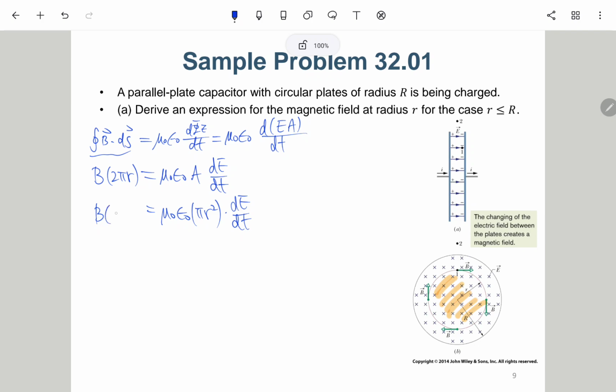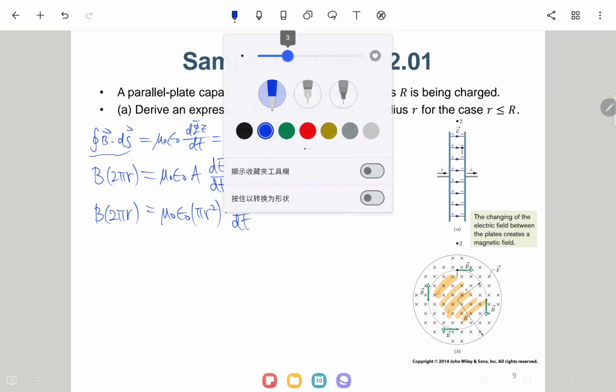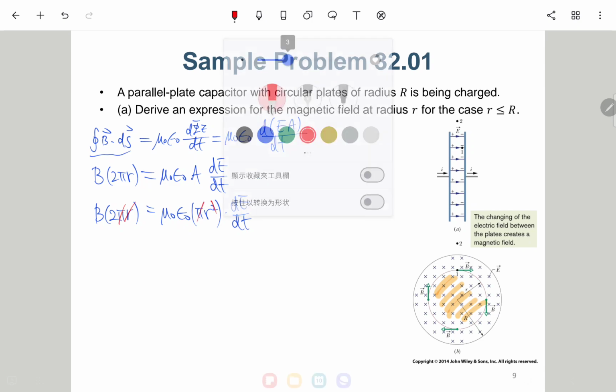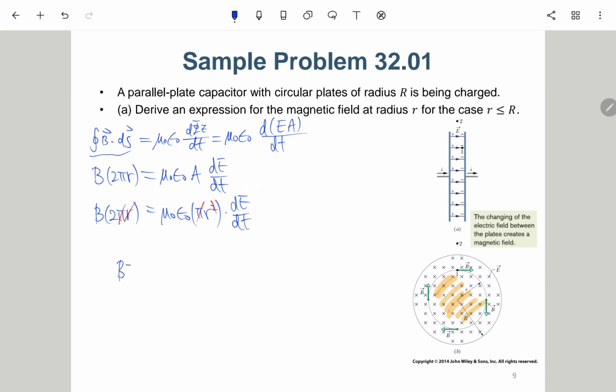So we also put this B times 2 pi r here. Here we can do some cancellation. We cancel this r with this r squared, and then we cancel this pi with this pi. So finally, B is actually mu naught epsilon naught over 2 times r times dE dt. So this is the closed form solution for this B field when r is less than or equal to capital R.